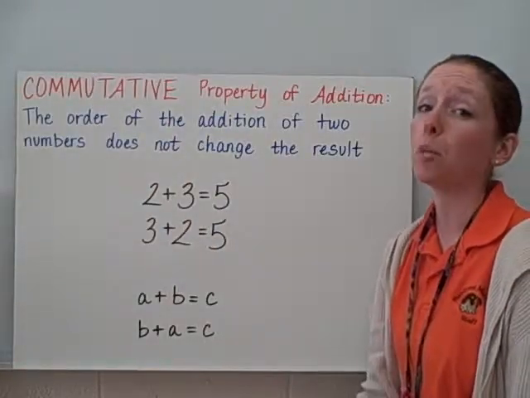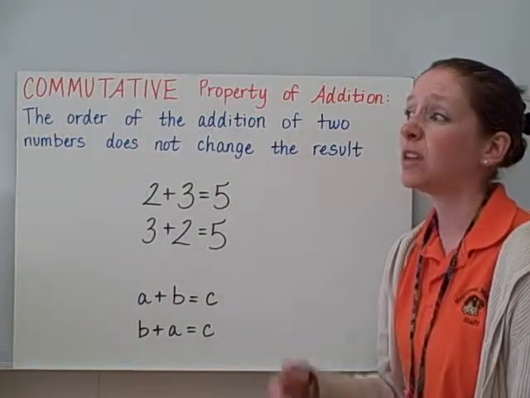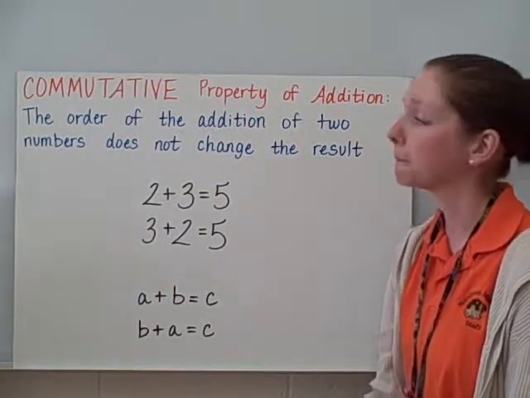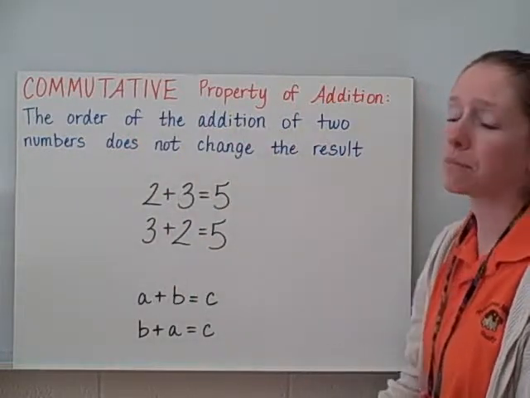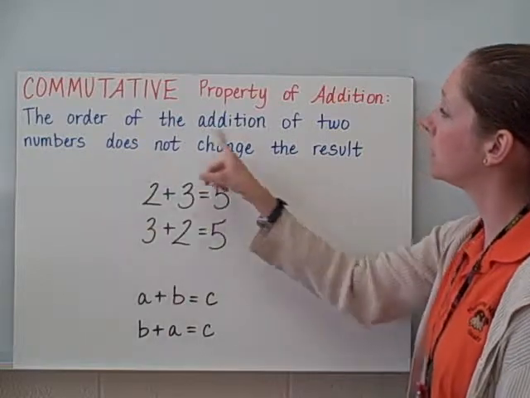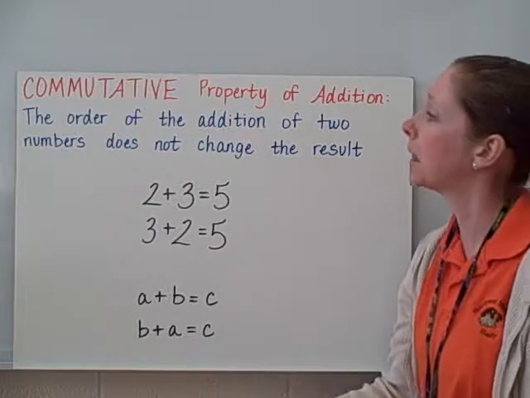We've also got several properties. Remember, properties in math are kind of like rules. They give us reasons why we can do certain things. So one of those properties is called the commutative property of addition. It tells us that the order of the addition of two numbers does not change the result, or the sum.